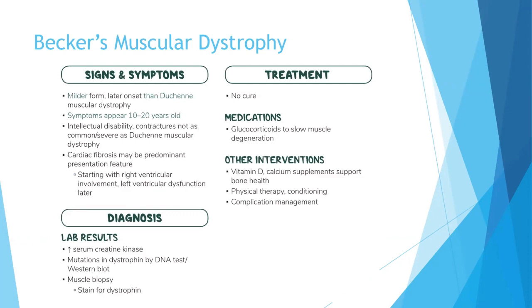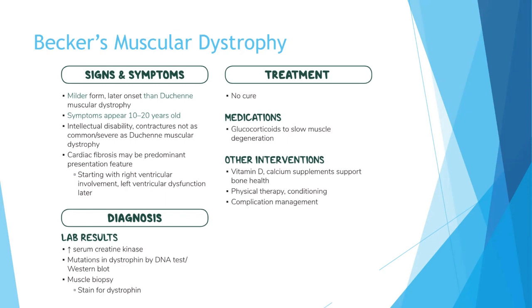Now, let's talk about Becker's muscular dystrophy. It is a milder form, with later onset than Duchenne muscular dystrophy. Symptoms appear at 10 to 20 years old. Intellectual disability and contractures are not as common or severe as in Duchenne muscular dystrophy. Cardiac fibrosis may be the predominant presentation feature, starting with right ventricular involvement and left ventricular dysfunction later.